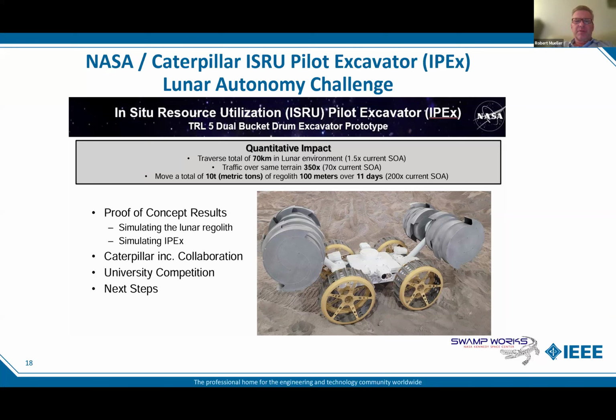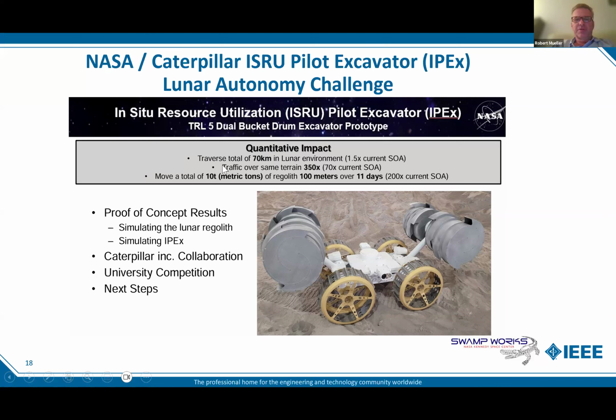So we redesigned the whole robot and we call this IPEX, the ISRU pilot excavator. And that is now a much smaller robot. It only weighs 35 kilograms and it's about 40 kilograms when you have the attached hardware and some other things that you need on the lander. But we have achieved TRL 5 in the development cycle of this robot, and we're a candidate for a future lunar tech demonstration mission. But here's some pretty interesting statistics.